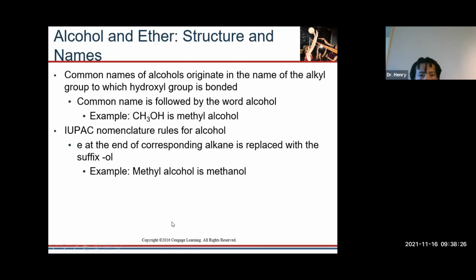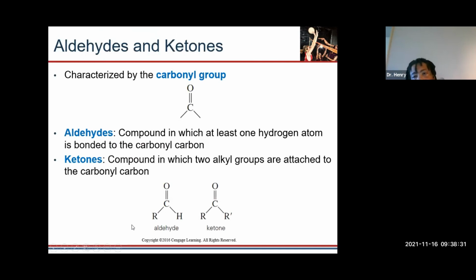We've already talked about the process of naming. The next groups that I want to talk about are called aldehydes. And I think I'm going to stop here and we'll pick this back up next Tuesday.